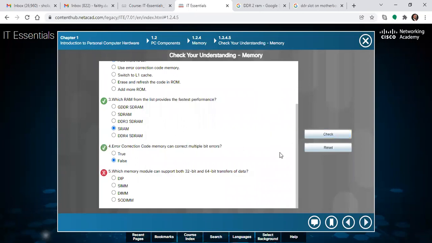Correct. So I believe we are beginning to understand. The last one is Group B. So Group B, your question: which memory model can support both 32-bit and 64-bit transfers of data?